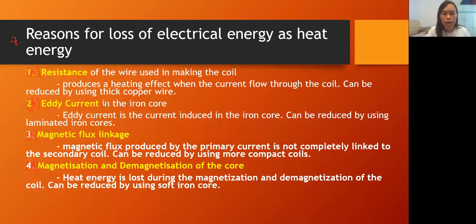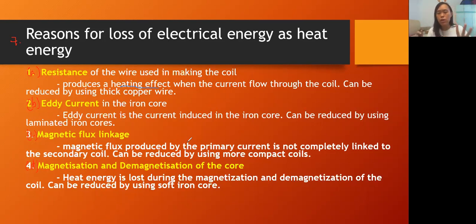So resistance. The resistance of the wire used in making a coil, as you know, wire will cause resistance. Resistance will produce a heating effect when the current flows through the coil. That's why you reduce it by using a thicker copper wire. Why? Because thicker copper wire has a bigger surface area, which helps to reduce the resistance.